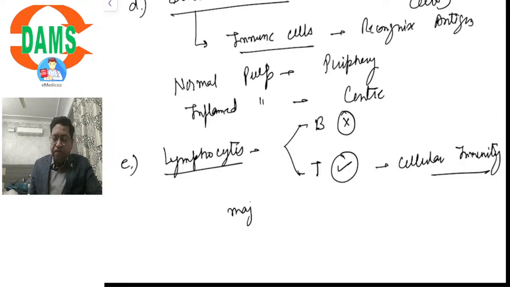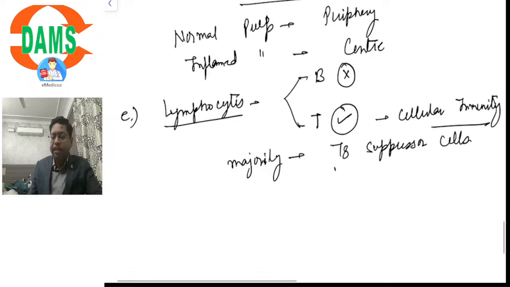And the major T lymphocytes present are majorly T8 suppressor cells. T8 suppressor lymphocytes. Numerous subtypes of T lymphocytes are present, each having a specific function. The dental pulp contains most abundantly the T8 type of suppressor T cells.